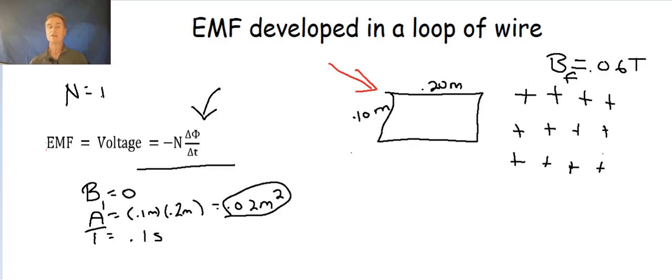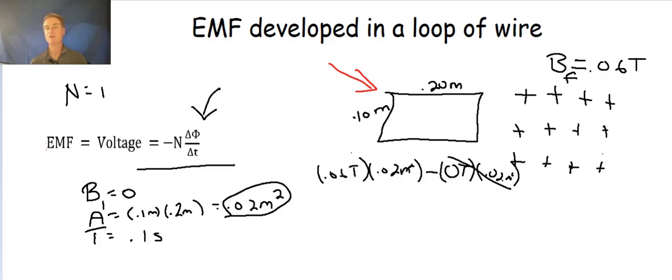The change in the magnetic flux is going to be the final magnetic flux minus the initial magnetic flux. Well, the final magnetic flux is going to be 0.06 Tesla times the area, 0.02 meters squared, minus the initial. Well, the initial is B initial, which is 0, right? So we had 0 Tesla times 0.02 meters squared. So this part of the equation just drops out, and we get 0.06 times 0.02, which when we multiply it out becomes 0.0012. So the change in the magnetic flux is 0.0012 Webers.